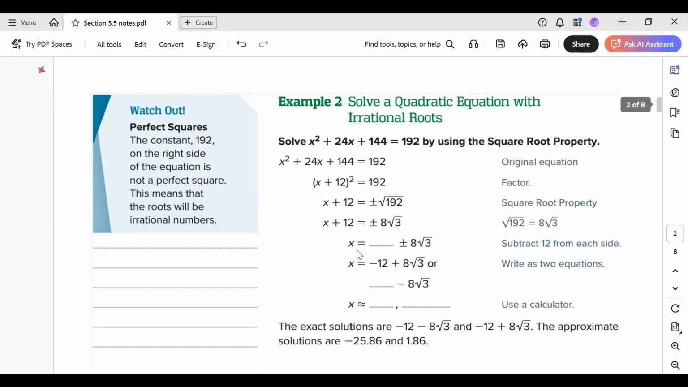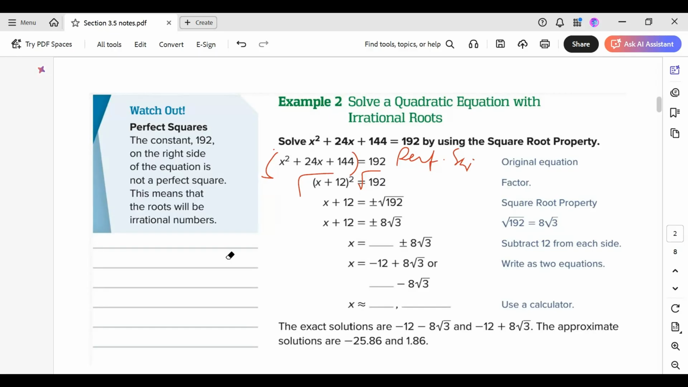Okay, in example 2, it says x squared plus 24x plus 144 equals 192. Again, we're going to apply the square root property. This is going to cause irrational solutions to happen. So again, they collapsed x squared plus 24x plus 144 as the perfect square trinomial to become (x plus 12) squared equaling 192. Then they took the square root of both sides. So we have x plus 12 is equal to positive and negative square root of 192.